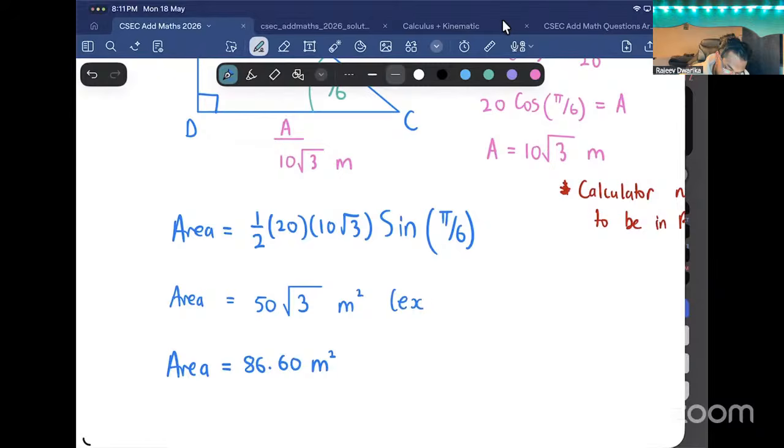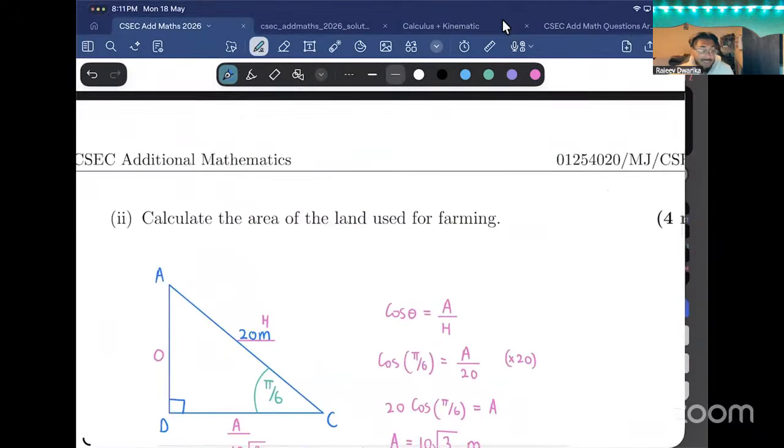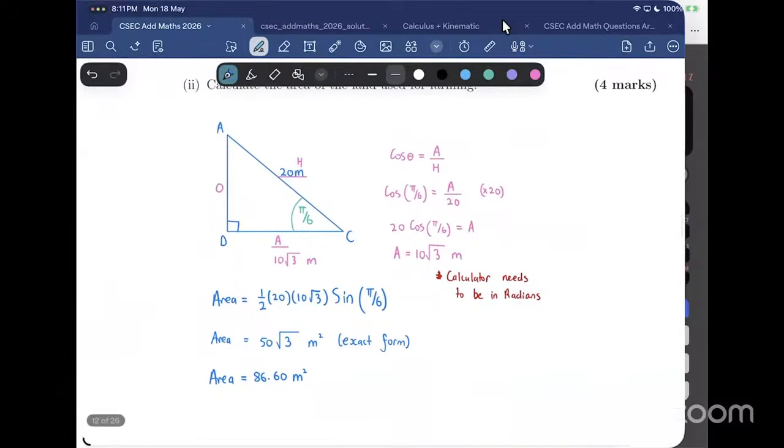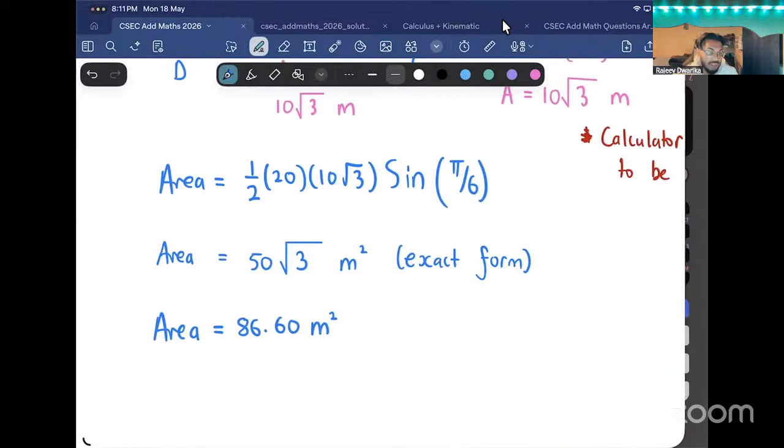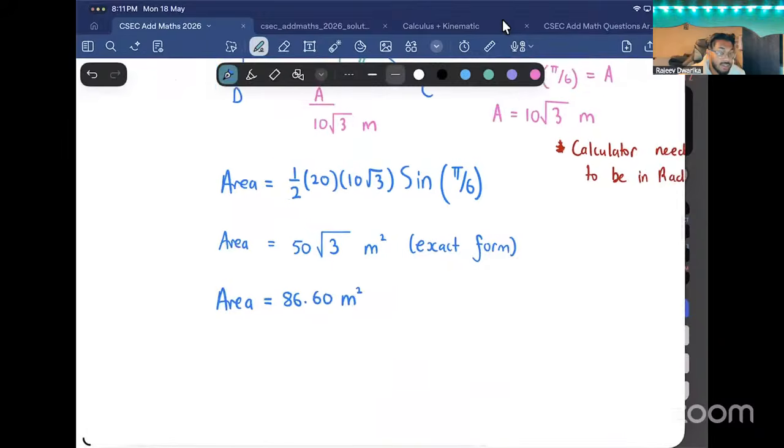They never asked for the answer in exact form though. So that's why I rounded it off to 2 decimal places. Did you see them say exact form? No, sir. So that's why I wrote my answer as 86.60 meters squared. But 50 root 3 is the exact form.